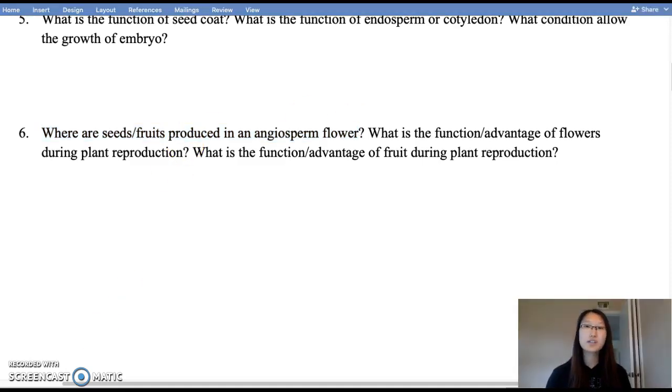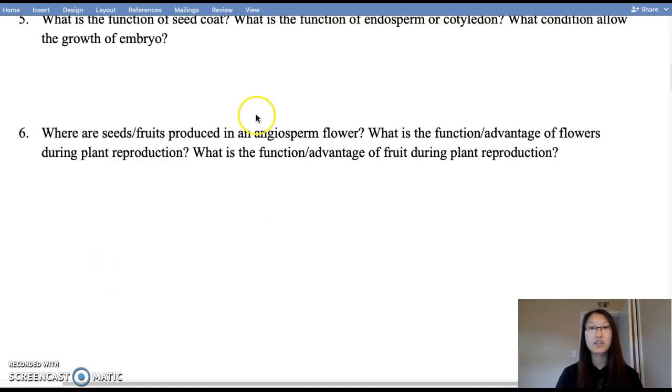What is the function or advantage of flowers during plant reproduction? The good thing about having flowers is we have those petals that can attract pollinators, so that allows the pollinators to bring the pollen over to the ovary so that pollination can happen.